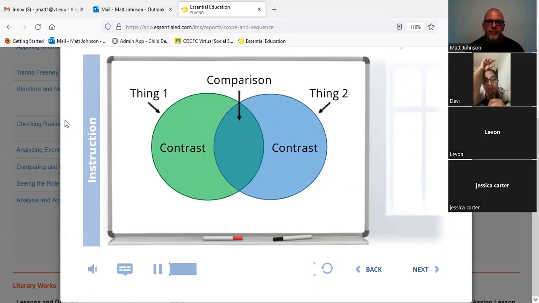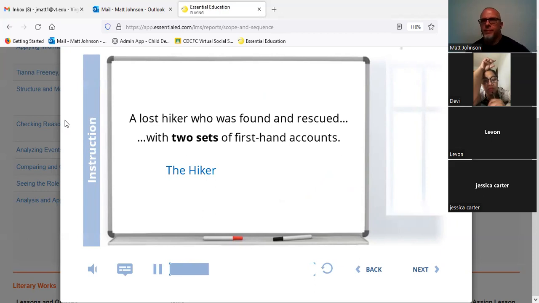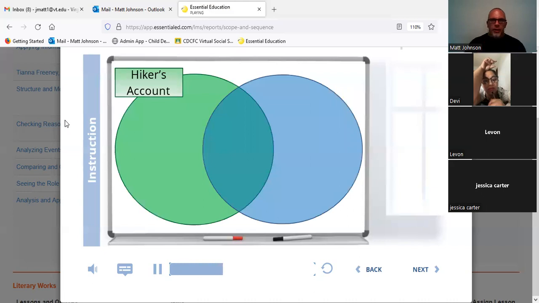There are a lot of things to compare and contrast, but today I'm only going to talk about topics. A few years ago, I read a book about a lost hiker who was found and rescued. The book gave two sets of first-hand accounts. The first account was written from the hiker's perspective. The hiker told the story about how she survived until she was finally rescued. The second account was written by the rescuer leading the search team. The rescuer told the story of how his team found and rescued the hiker. The two stories describe the same event using different first-hand accounts. The left side of the Venn diagram would be talking about the hiker. The right side will be talking about the rescuer.